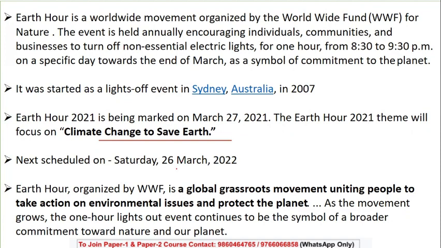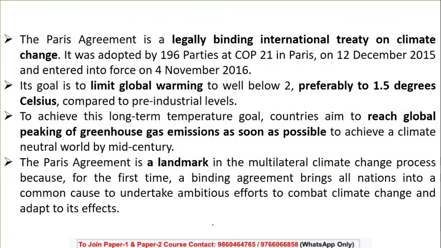The next one is scheduled for 26th of March 2022. This is basically a global grassroots movement to unite people to take action against environmental issues and protect the planet. This movement is going to symbolize the commitment of individuals or countries towards nature and the planet. So this is one concept which you should be aware of.